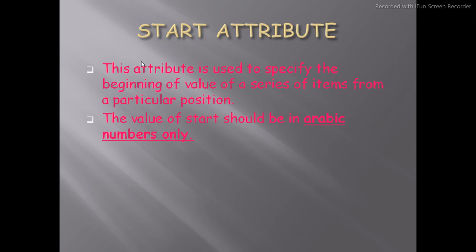This attribute is used to specify the beginning value of the series of items from a particular position. As I told you, the value of start should be in Arabic numbers only. Suppose you have taken Roman and you have written Roman 5 or Roman 6. It will become wrong because the start value should always be given in Arabic. So you have to write Arabic 6, not Roman 6. It will become wrong.